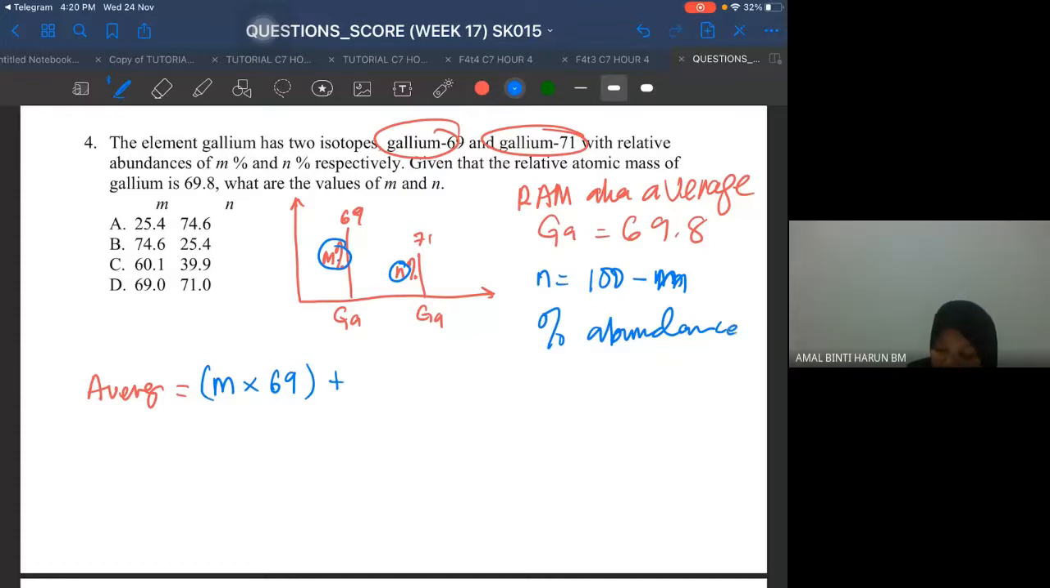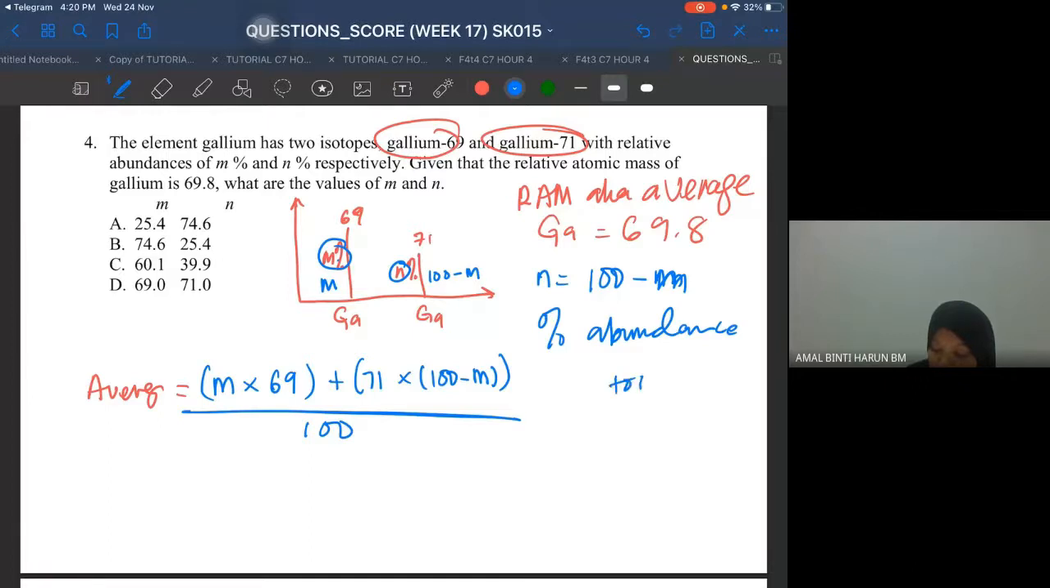Kan? So the mass is 71 times percentage dia 100 minus M over 100%. Maksudnya kalau ini M, ini 100 minus M, so total abundance adalah M tambah dengan 100 minus M is 100%. So, sebab tu 100% is equal to average 69.8.